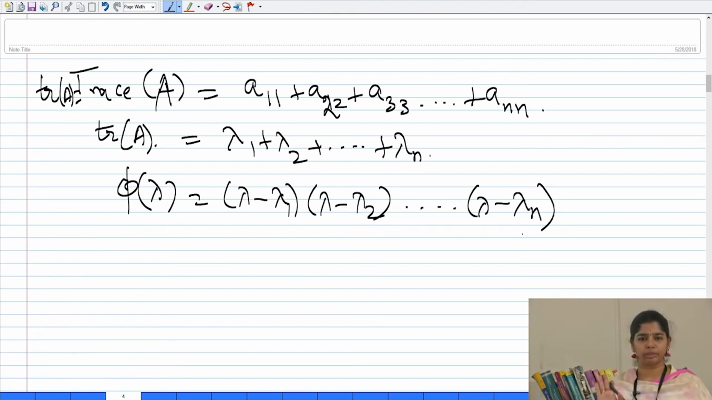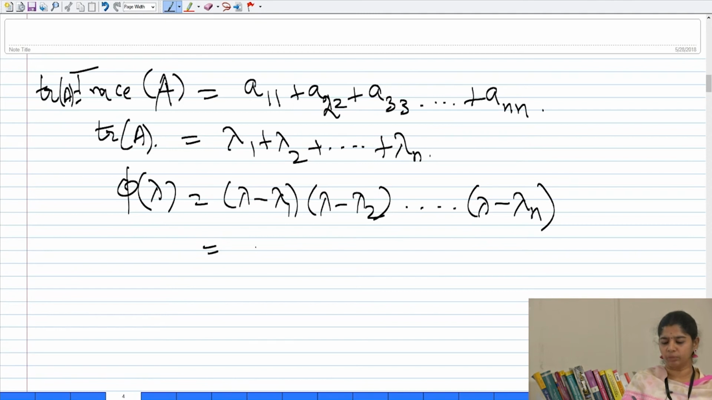Suppose I look at lambda power n, what is the coefficient of lambda power n? In this case it is 1, it is a monic polynomial already, so we know it is 1. So, what about lambda power n minus 1? There is a very specific format. The coefficient of lambda power n minus 1 is going to be nothing but the sum of all the lambda i's, with a negative sign.